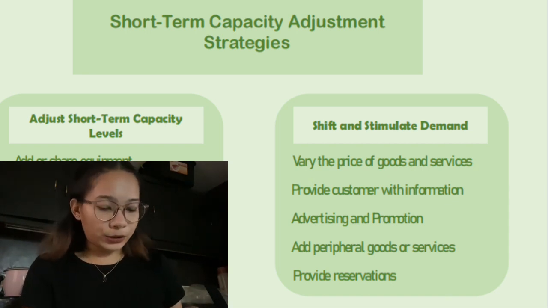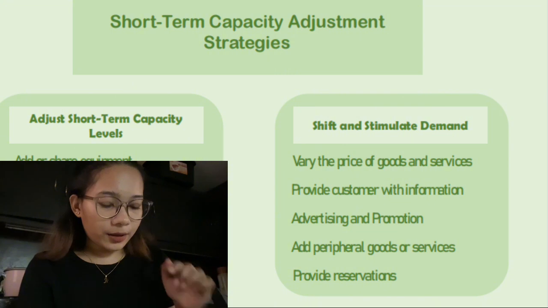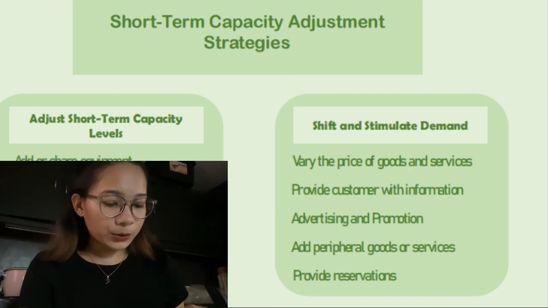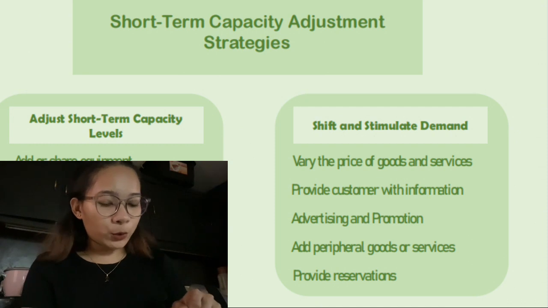Provide reservations. If you make a reservation, you can arrange for something such as a table in a restaurant or a room in a hotel to keep for you.